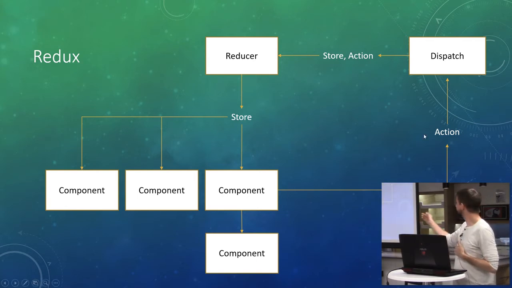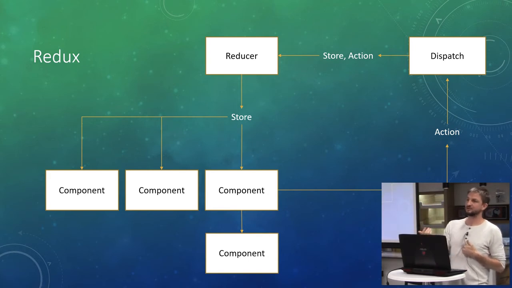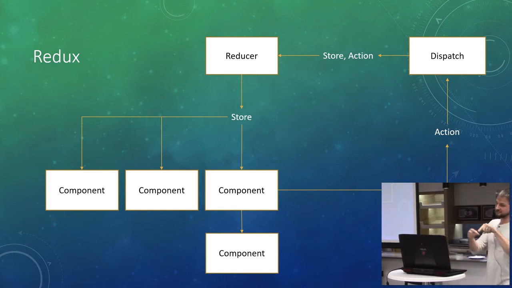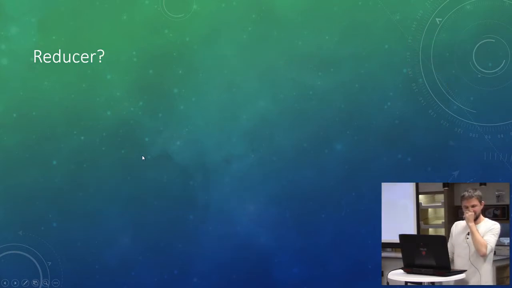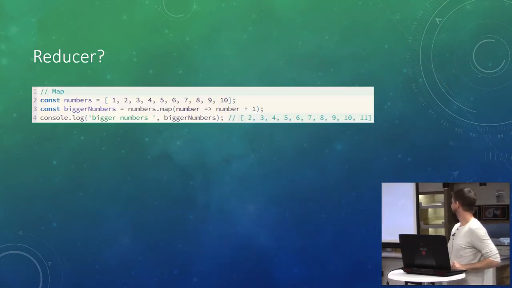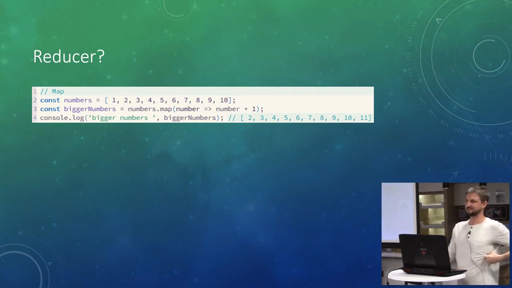After the action reaches the dispatcher, the dispatcher sends the store, the current state, and the action to the reducer. The reducer knows what to do with the action if it wants to do anything at all, and then it sends the changes down to the components from the store. Cool. So at this point, you might be wondering, what the hell is a reducer?